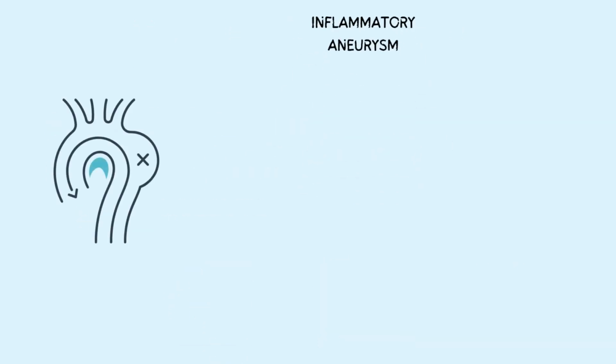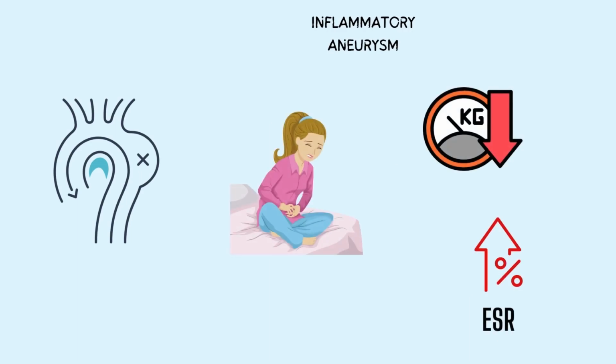Inflammatory aneurysm. Approximately 5% of abdominal aortic aneurysms were classified as inflammatory aneurysms, which are characterized by abdominal or back pain, tenderness on palpation, weight loss, and an elevated erythrocyte sedimentation rate.